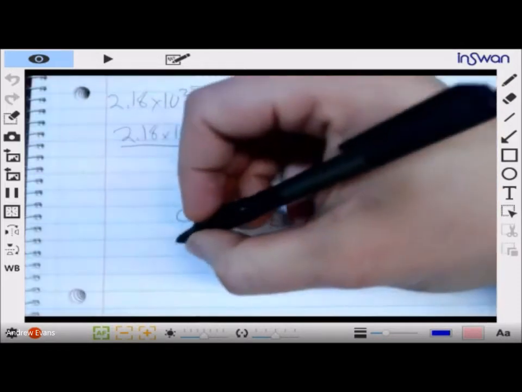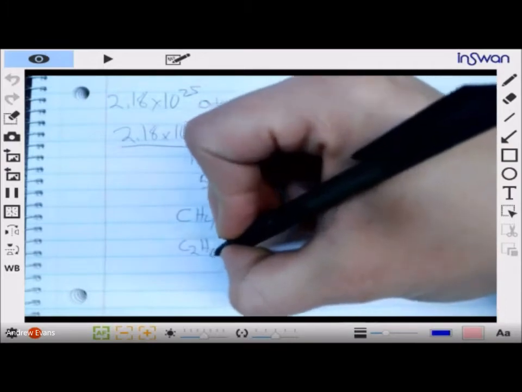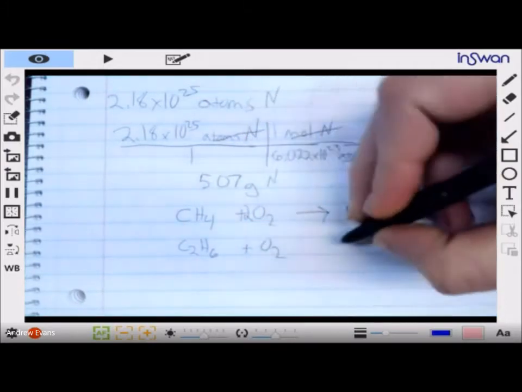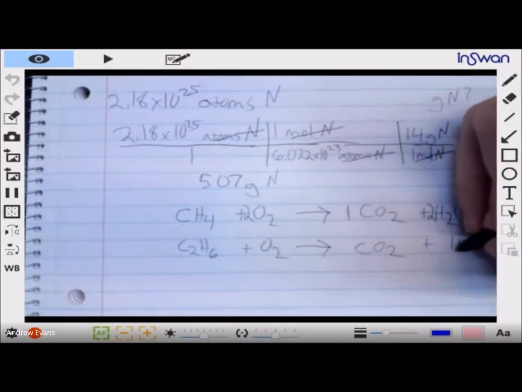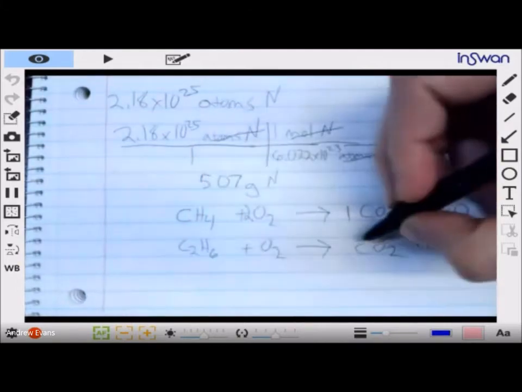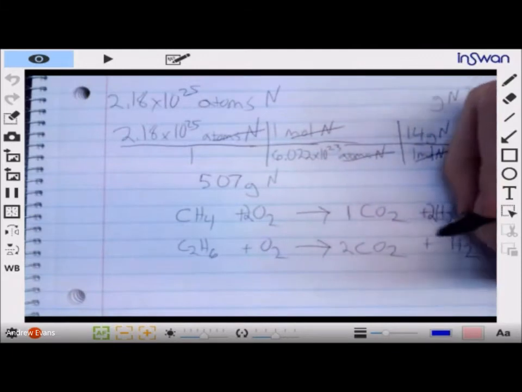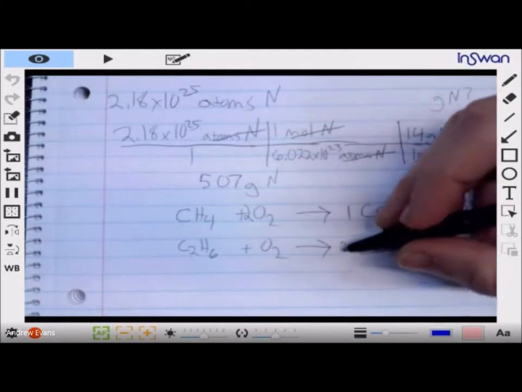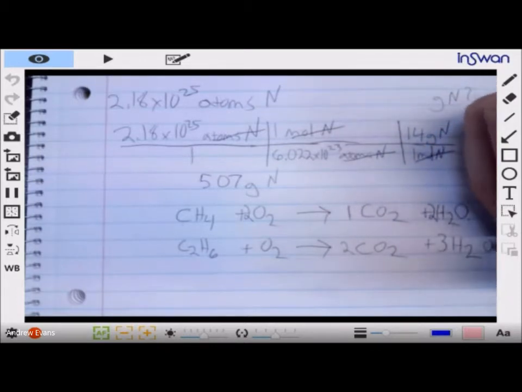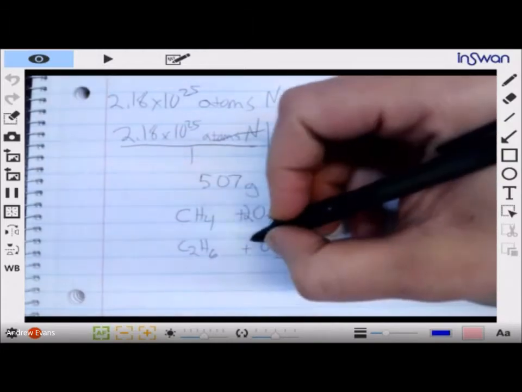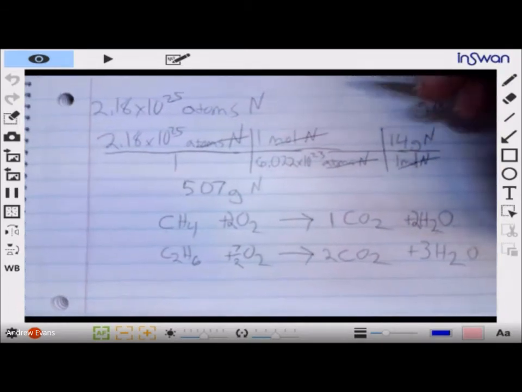Sometimes you might have a nasty one, like C2H6. This one is going to be a little bit harder, because you're going to go, okay, 2 carbons, 2 carbons. 6 hydrogens, we need 6 hydrogens. But here's the problem. 2 times 2 is 4. 4 plus 3 is 7. 7 divided by 2 is 7 over 2. That's a fraction. We don't want a fraction if we can help it.